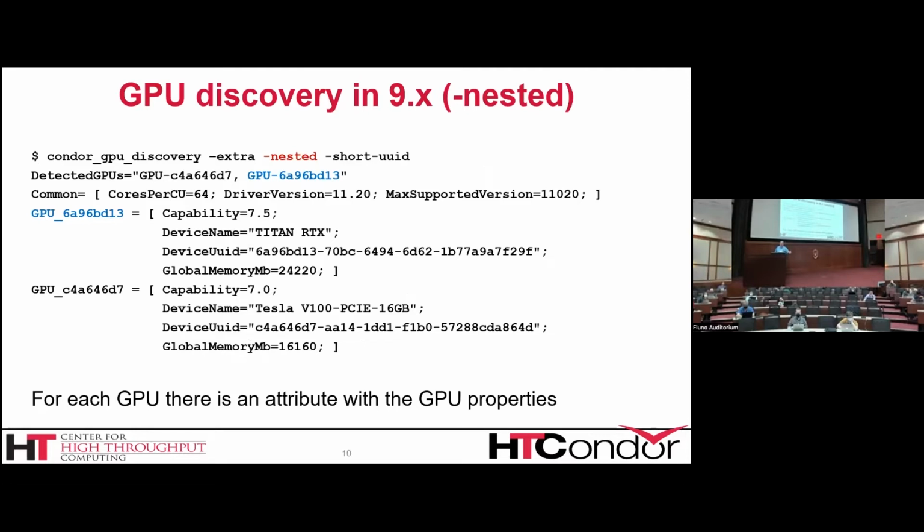You pass discovery dash nested, and instead of printing out a bunch of attributes with the properties of the various GPUs, what it does is it prints two nested class ads, or at least two. There's a common nested class ad. These are all the properties that are the same on all GPUs. And then for each GPU individually, we print a separate nested ad with the properties that are specific to that GPU and not in the common list. Okay.